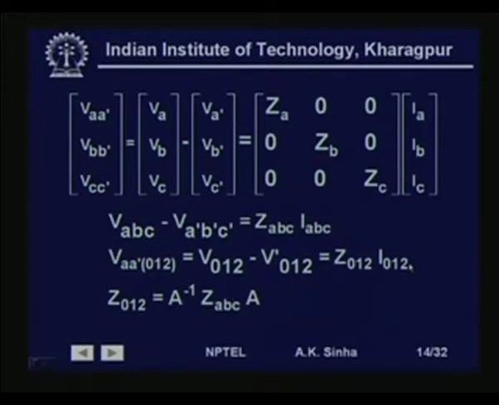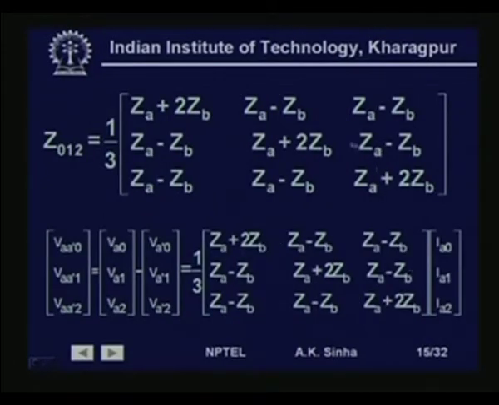That means the phase quantities are now converted into sequence quantities. Now, if we do this, then we find that Z012 is equal to 1 by 3 into ZA plus 2 ZB, ZA minus ZB, ZA minus ZB. So, that is what we are finding, that in this case the diagonal elements are equal to ZA plus 2 ZB and all the off diagonal elements are equal to ZA minus ZB.